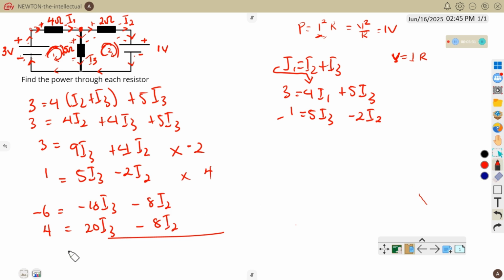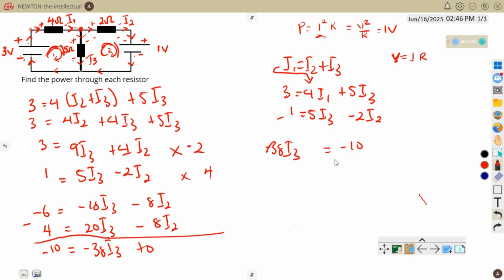All right, so here we're going to subtract. So subtracting now, we have minus 6 minus 4, so that's going to give us minus 10, and it's going to be equal to minus 18 minus 20 is going to be minus 38I3. Then we have minus 8I2 plus 8I2, which is going to be 0, right? So here we have minus 38I3 is equal to minus 10.